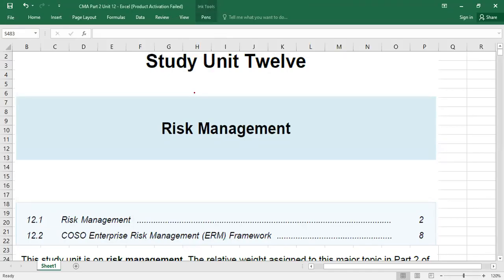Hello everyone. So guys, this chapter, this unit is known as risk management. Sorry, it's unit number 12 actually. Okay, and this section is called risk management.